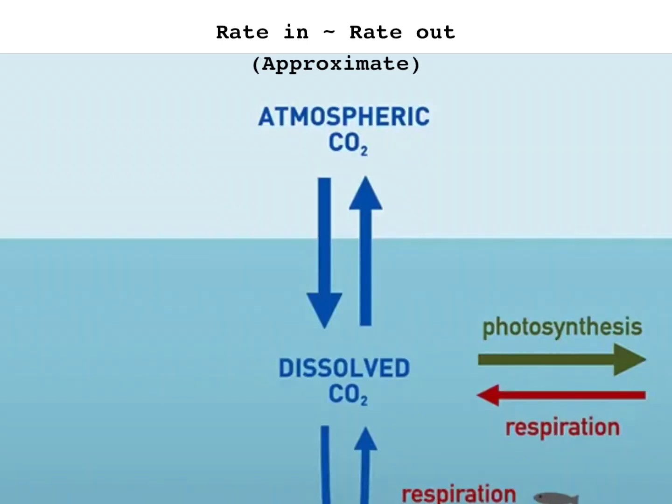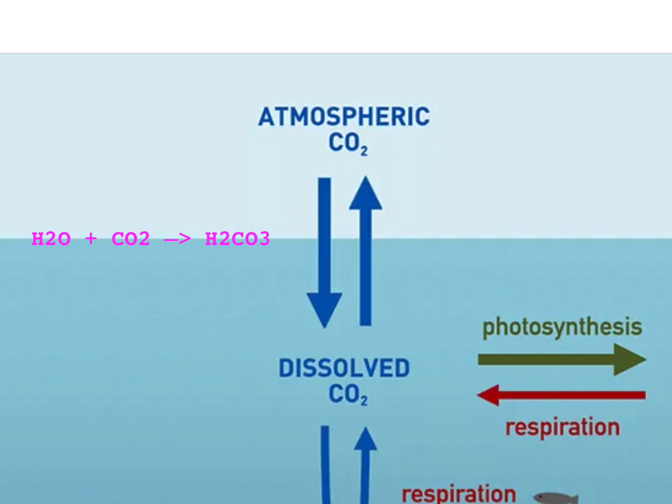The ocean and the atmosphere recycle carbon all the time. So, when you increase carbon in the atmosphere, you increase the amount of carbon absorbed by the ocean. As carbon is absorbed, it reacts with water to form carbonic acid, which then divides into bicarbonate and hydrogen ions.